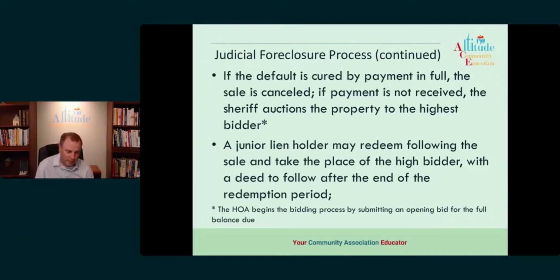That's the starting bid. If no one else bids, the association will take that property. They don't have to write a check to the sheriff. They don't do anything like that. We get the property based on that paper bid.